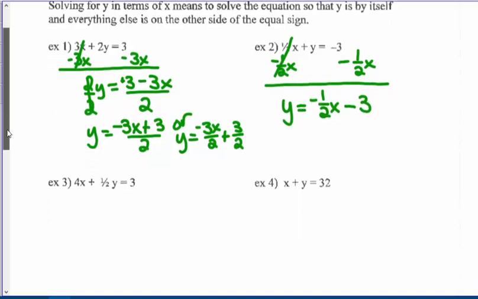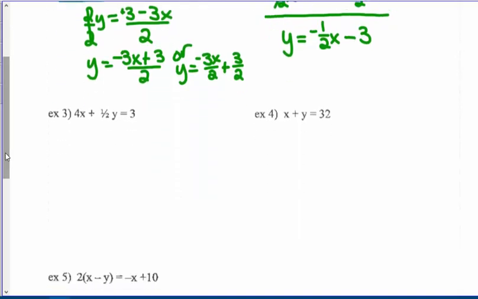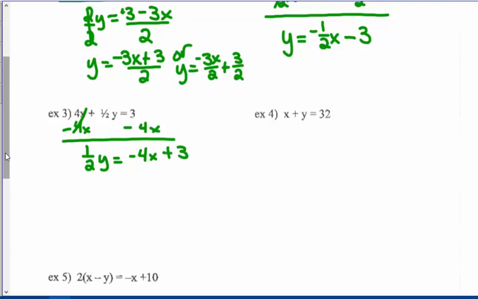Number 3. 4x plus 1/2 of y equals 3. Okay, I'm always going to add or subtract first. So I'm going to subtract 4x's from both sides. Then I get 1/2 y equals, I'm going to put that algebra term first. That's best form, having our algebraic term first and then our constant second, plus 3. So negative 4x plus 3, can't put those together.